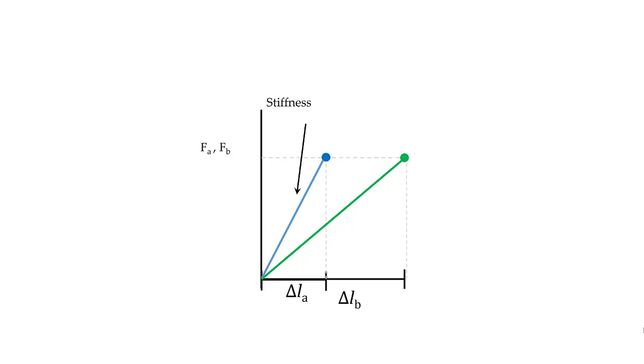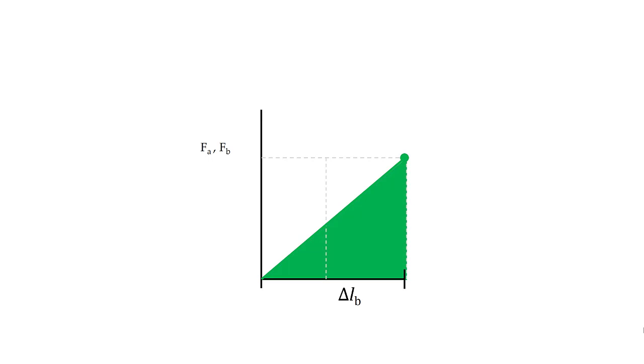Stiffness is going to represent a resistance to change in an object's dimensions. So the stiffer the material, the greater its resistance to change, and the steeper the slope. Finally, we can look at the area that would be underneath one of those curves. The area underneath that curve is going to represent the amount of energy that was being absorbed by that particular tissue.